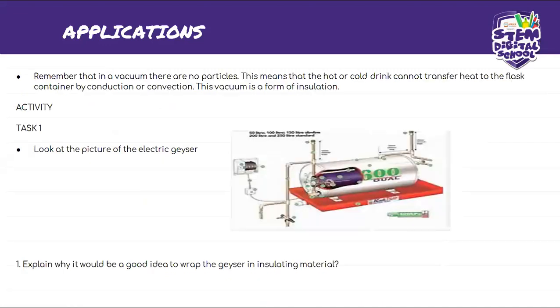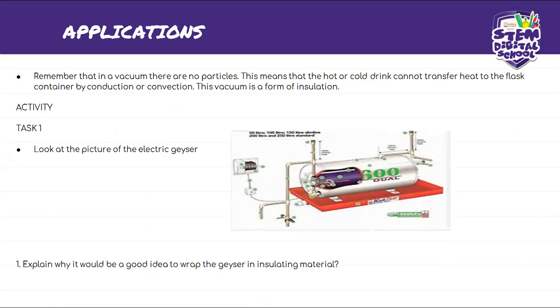All right. Now, let's do these activities. Remember that in a vacuum there are no particles. So this means that a hot or cold drink cannot transfer heat to the flask by conduction or convection. This vacuum is a form of what? Insulation.